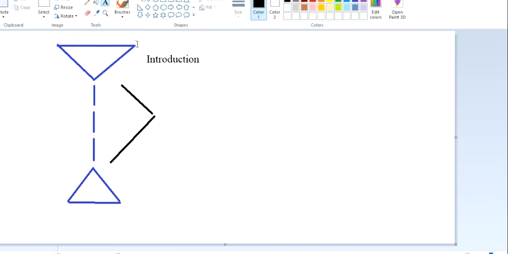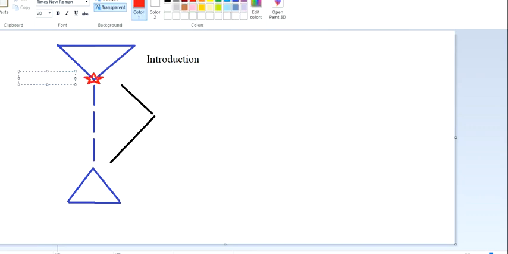So you start off broad at the beginning of your essay, at the beginning of your introduction, and then you get narrower and narrower and narrower down to a specific thesis statement, which would be at the end of your introductory paragraph. So your thesis statement would be right here.